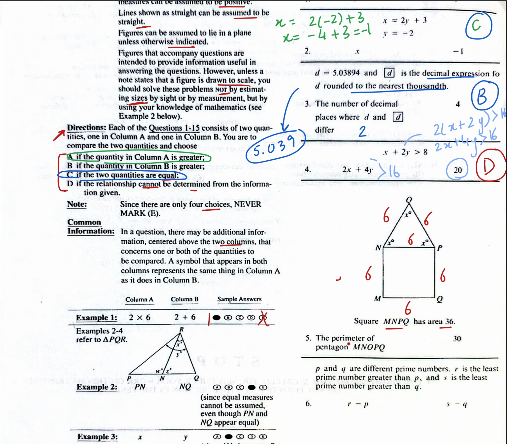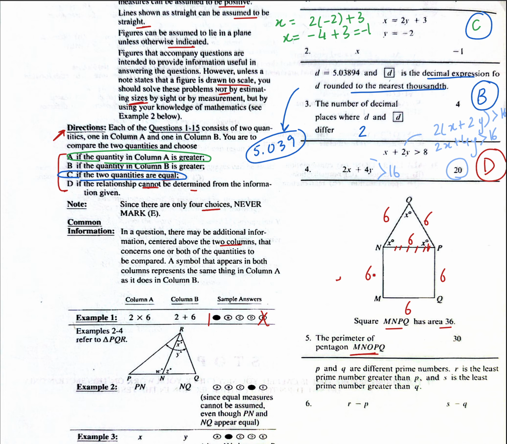Okay, the perimeter of the pentagon MNOPQ. If I have to find out the perimeter, I have to take the sum of all the sides that are there of the pentagon. Do not add this one. It's not in the pentagon, right? It's not the side of the pentagon.